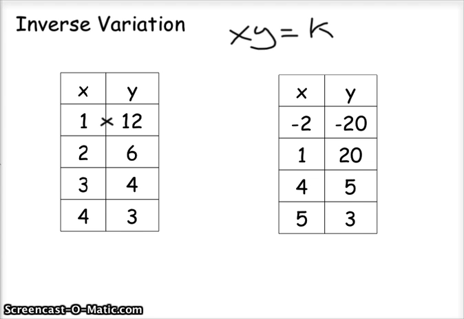1 times 12 is going to equal 12. 2 times 6 is 12. 3 times 4 is 12. And 4 times 3 is 12. So this one checks out.